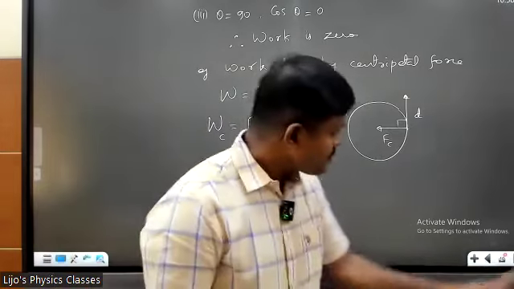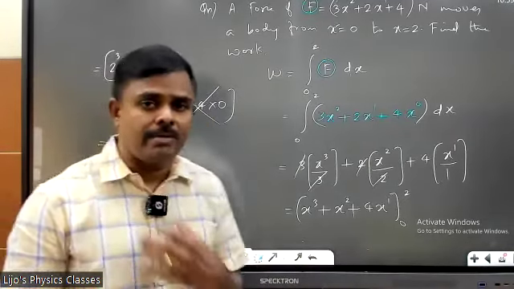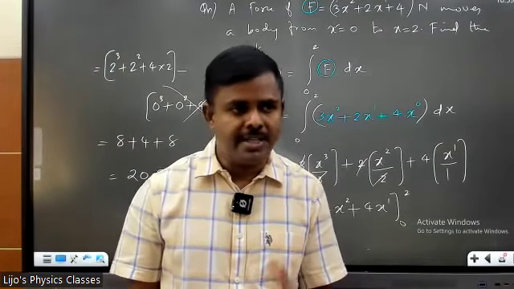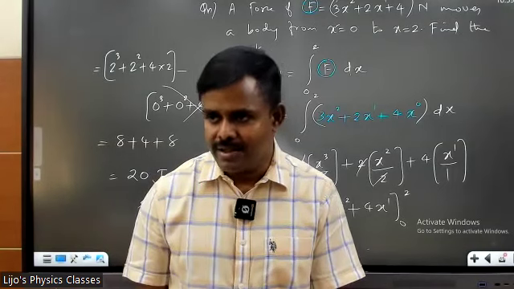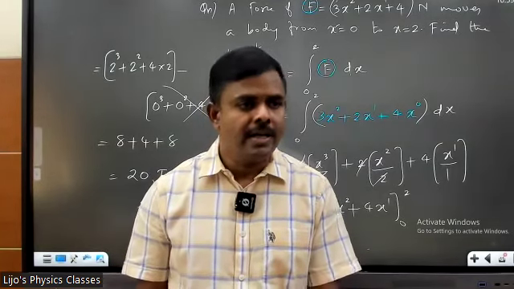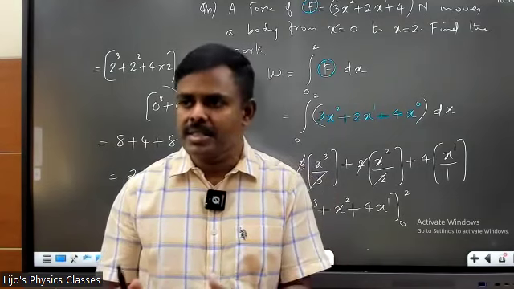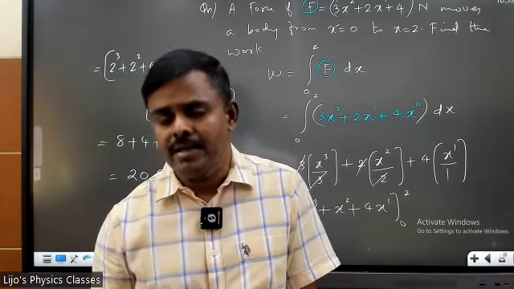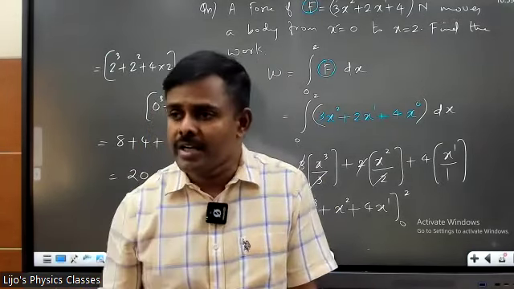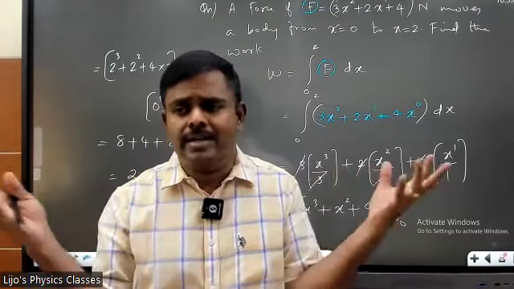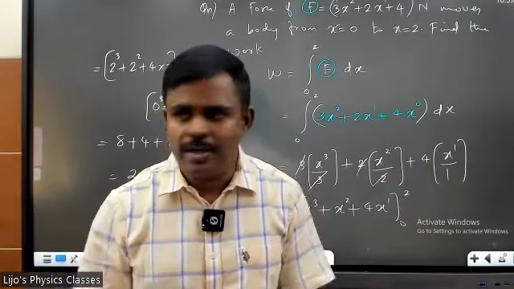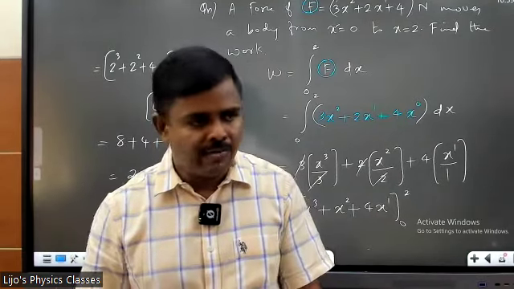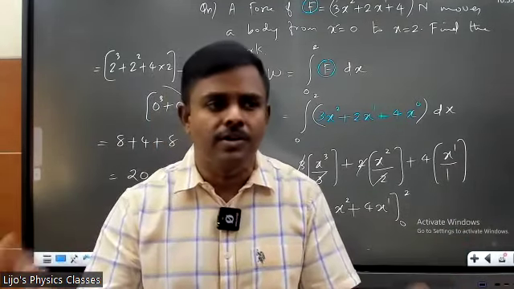Then I told you about work done by a variable force. Variable force means a force that keeps changing from place to place. In that case, we use integration of F dx. Integration is similar to summation. For example, when you look at the sky, the number of stars cannot be counted, right? They are so close that it looks like a continuous distribution. So you take a small piece of it and integrate it. When you have continuous distributions, you always go for integration.